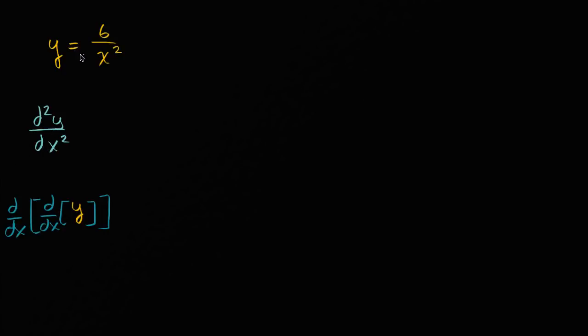Well, let's first take the first derivative of y with respect to x. And to do that, let's just remind ourselves that we just have to apply the power rule here. And we can just remind ourselves, based on the fact that y is equal to 6x to the negative 2. So let's take the derivative of both sides of this with respect to x.